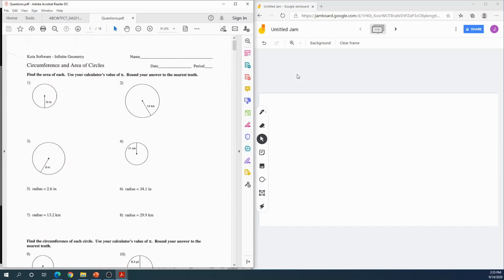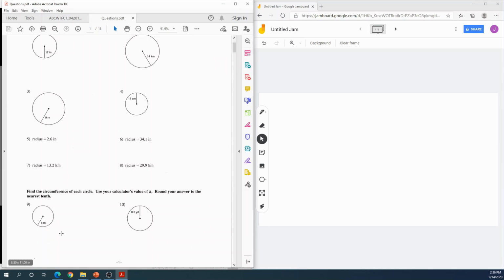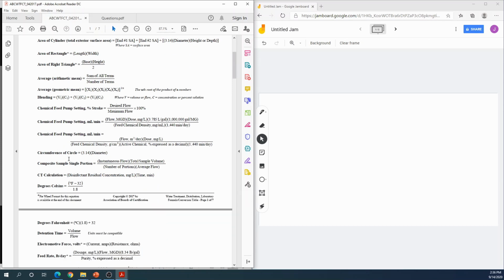All right, let's move on down and take a look at problem number 9. Find the circumference of each circle. Use your calculator's value for pi, round your answer to the nearest tenth. So let's take a look at our equation sheet to figure out what it talks about for the circumference of each circle. So circumference of a circle is going to be equal to 3.14 times diameter.